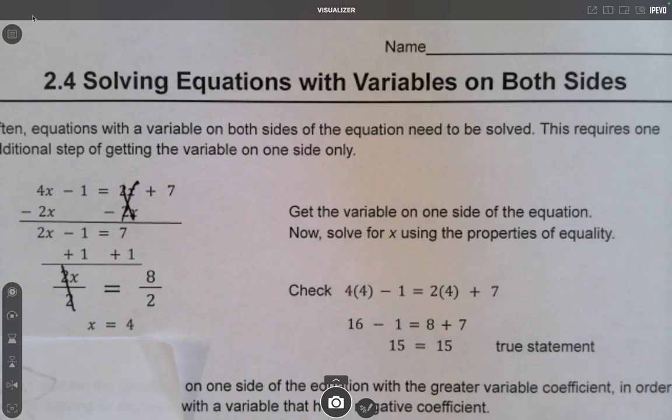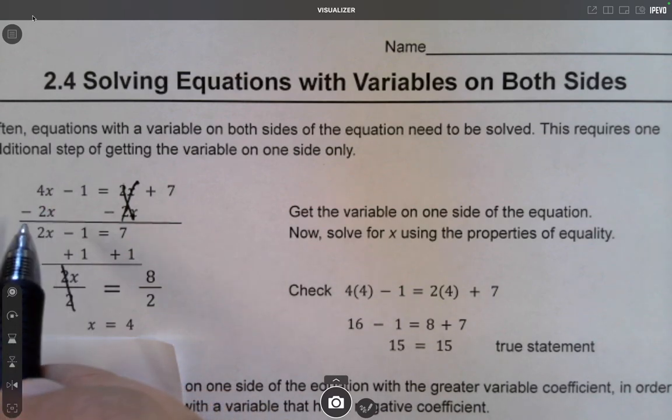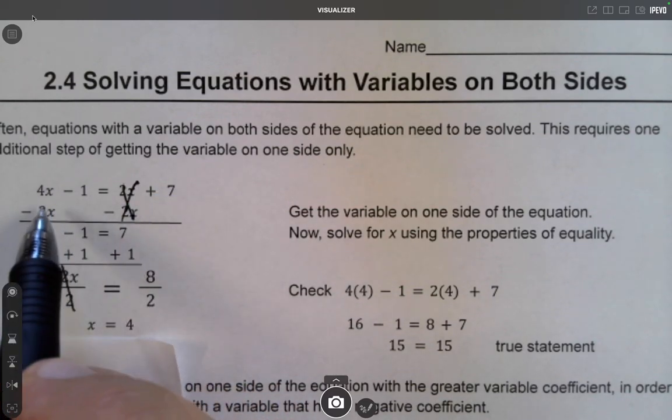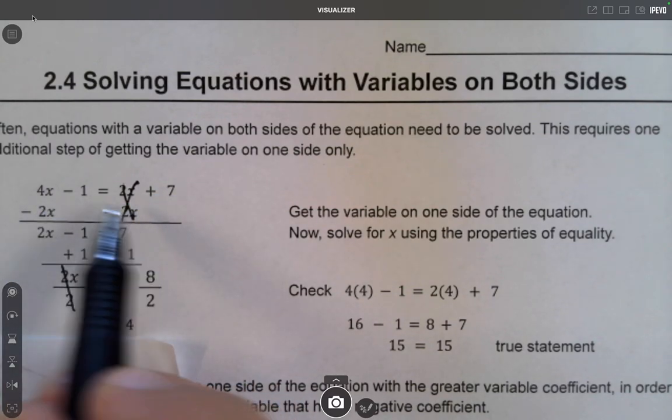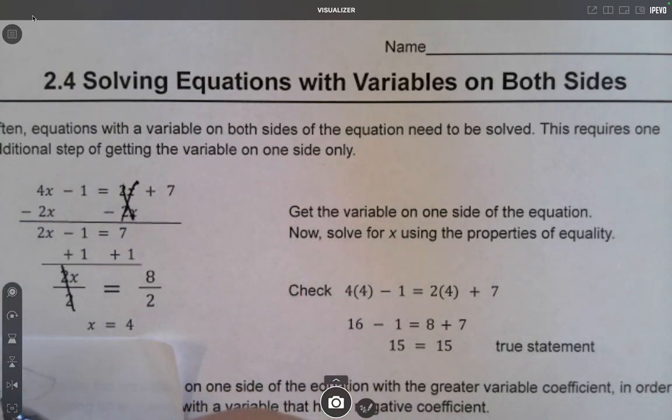So it's really no different from the multi-step equations, except that that first step does require us to combine the variables by moving one over to the other side. And you can go either direction. We could have subtracted 4x from both sides and put the variable on that side. It doesn't matter. You can get the right answer either way.